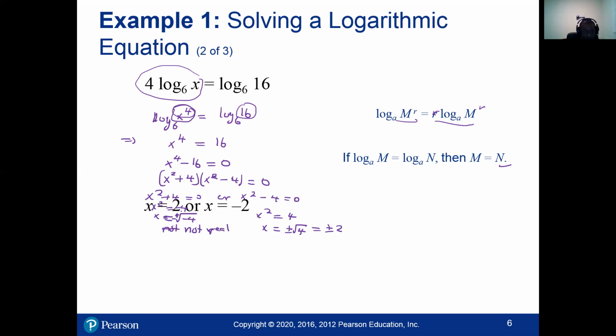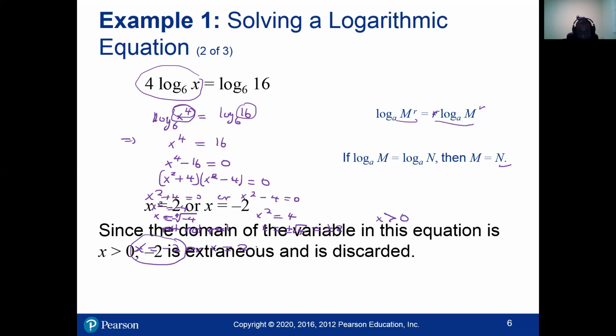So that is what I have here. It says that x is equal to negative 2, or x is equal to positive 2. Now, since we know that x is greater than 0, x equal to negative 2 is extraneous, and therefore we don't include it in the solution.